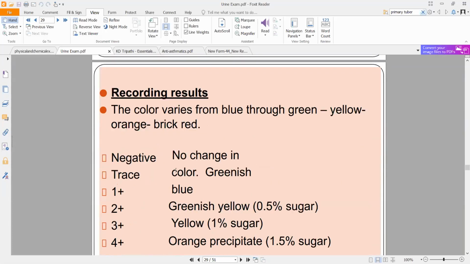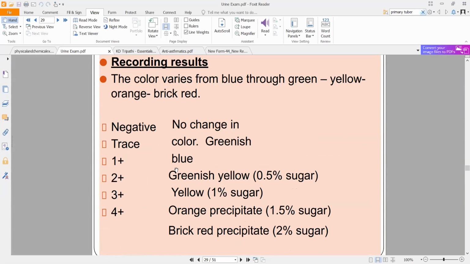Recording results. So this is the interpretation basically. Color varies from blue. So as I told you, cupric sulfate is bluish in color. That is why the Benedict solution itself will be bluish in color. Right? Sodium compounds, the carbonate and citrate, will not have a color as such. Copper sulfate will give it color. Now, depending on the color, you will get different interpretation.